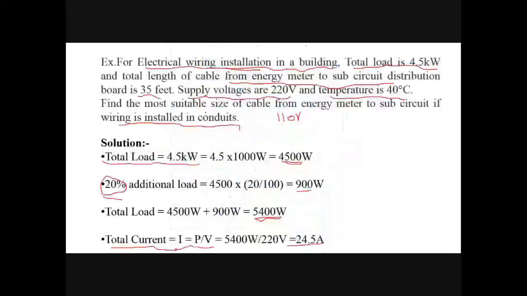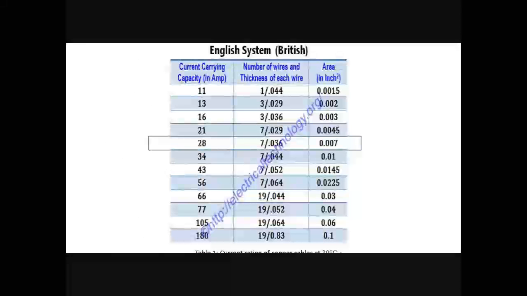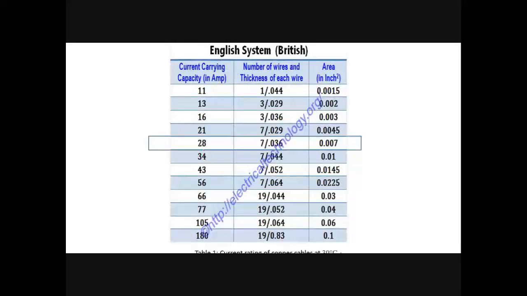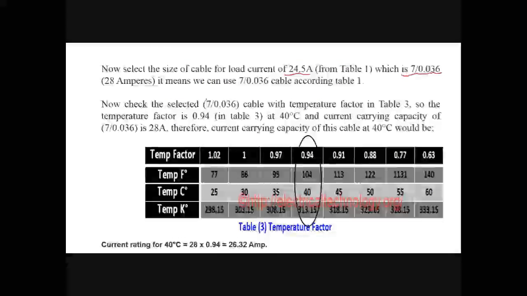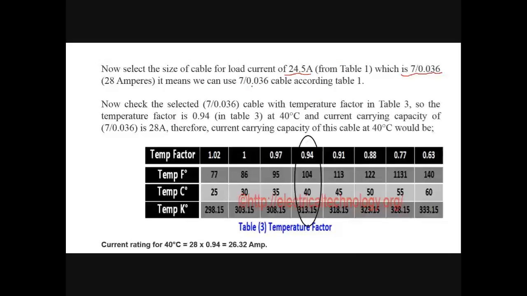So let me check. Now here you can see 24.5 is not available inside this particular table. So we have to take the upper limit, and here I have made the box. This value you have to consider for your calculation: 7 divided by 0.036.